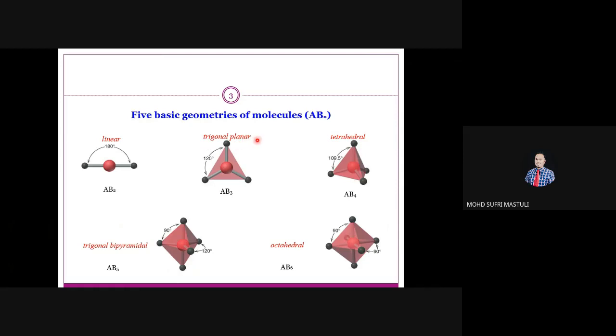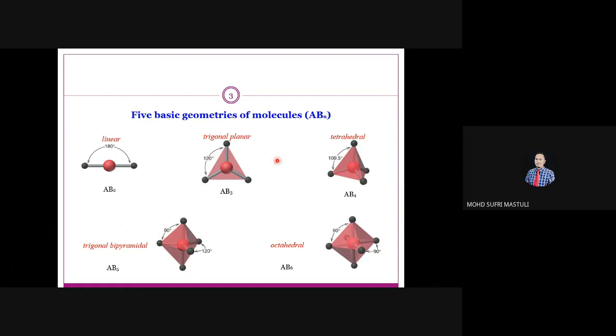Second, we have trigonal planar with the angle of 120 degrees. Third, we have tetrahedral with the angle of 109.5 degree. Fourth, we have trigonal bipyramidal with the angle of 90 degree and 120 degree. Last but not least, we have octahedral with the angle of 90 degree and 90 degree.